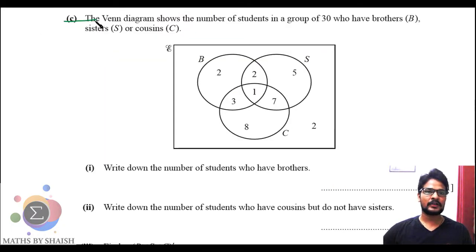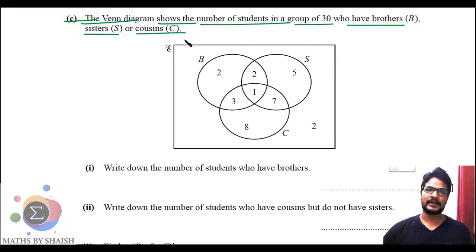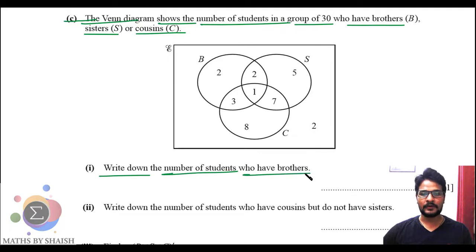And here's the C part. The Venn diagram shows the number of students in a group of 30. These 30 students have brothers, B, sisters, S, and cousins, denoted by C. So this is the information given in the Venn diagram. Write down the number of students who have brothers. We count the number of students in the circle of B, and that is 2 plus 2 is 4, plus 1 is 5, plus 3 is 8. So there are 8, simple as that.